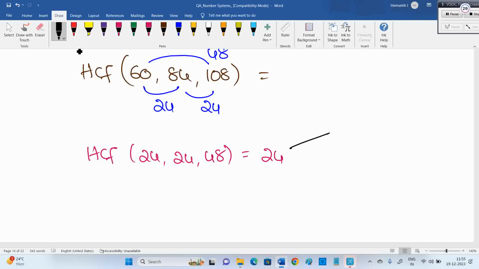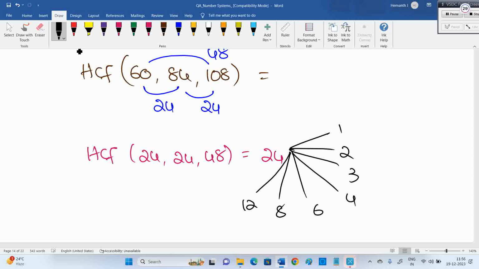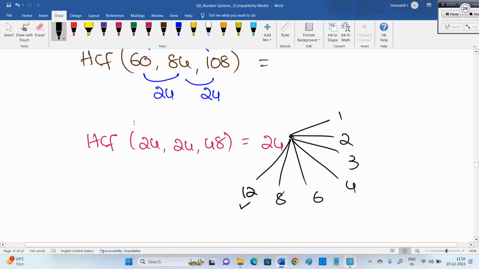24 is divisible by which numbers? 1, 2, 3, 4, 6, 8, 12, then 24. That's already there. Now, when this is not 24, then try 12. If 12 failed, try 8. If all failed, the HCF is 1. The HCF for integers is minimum 1. You can also note that point.